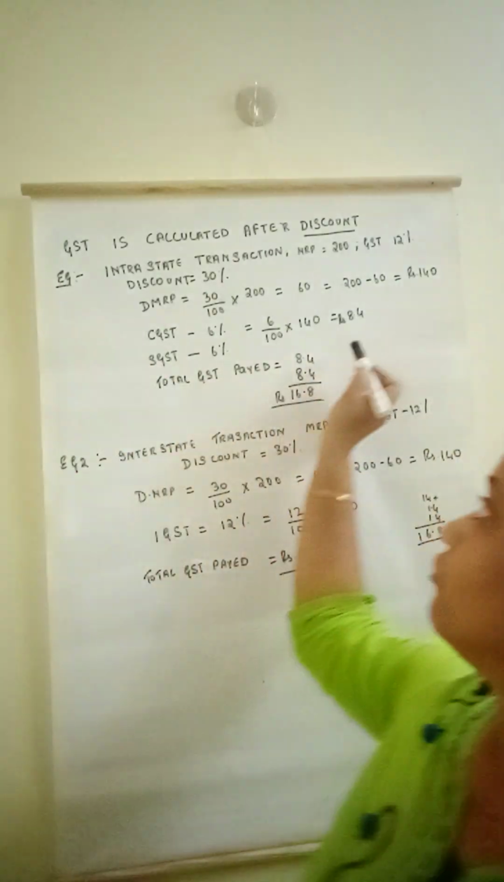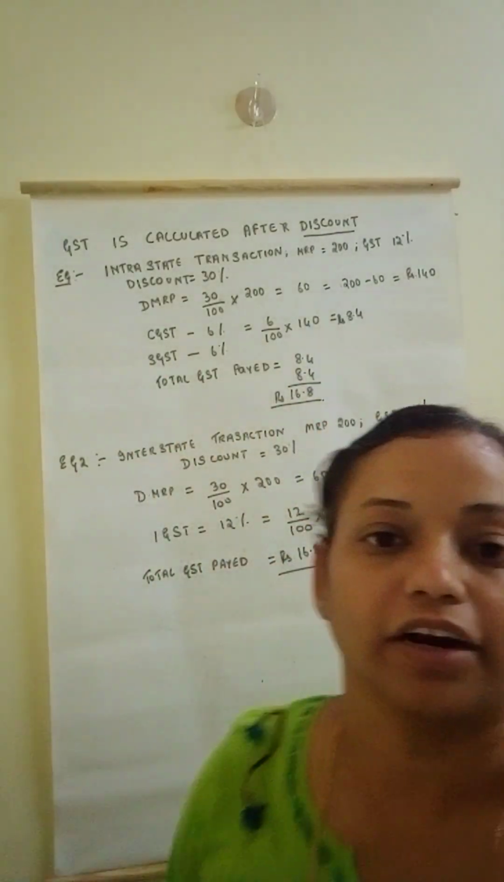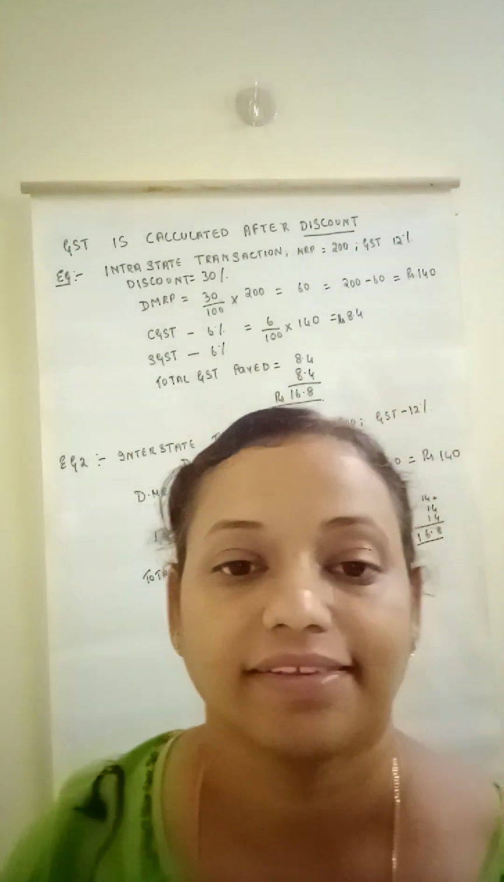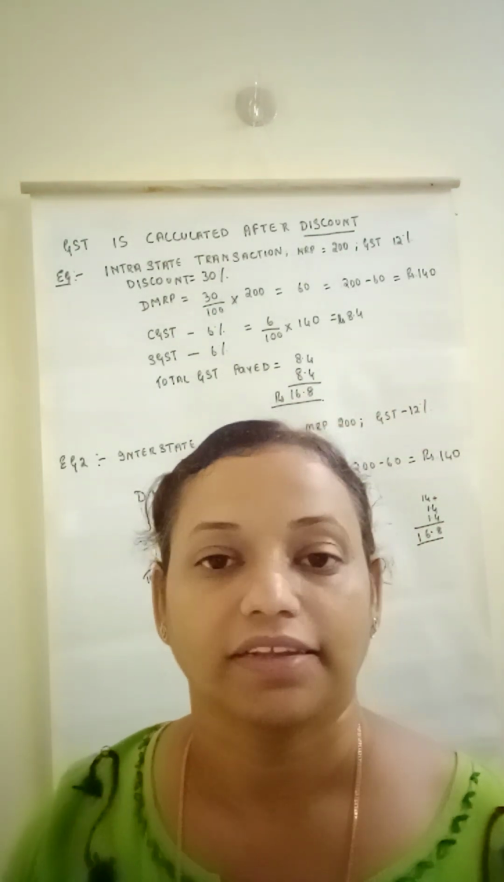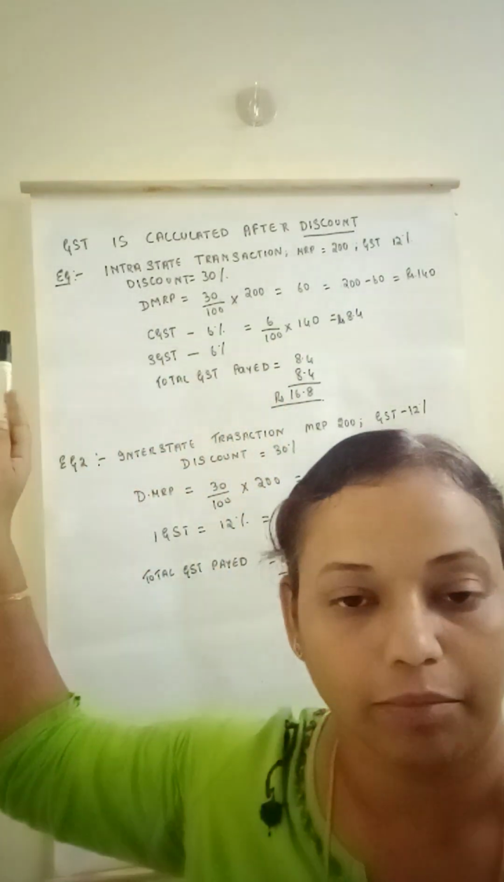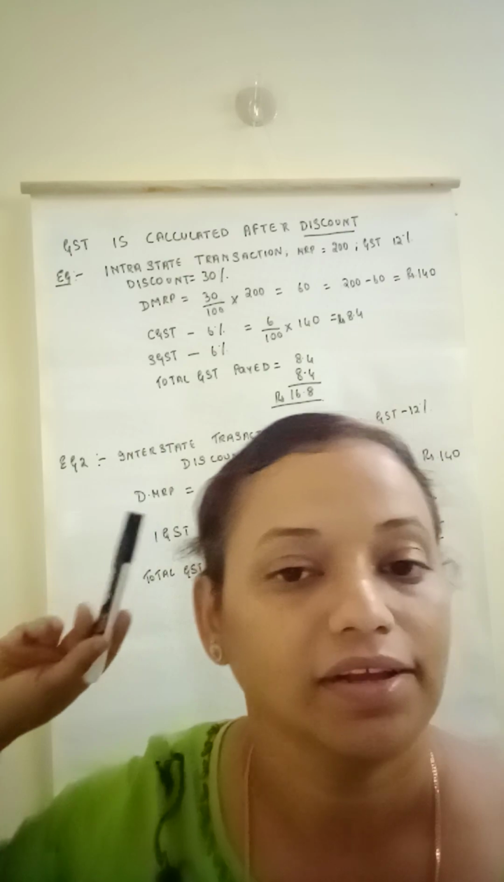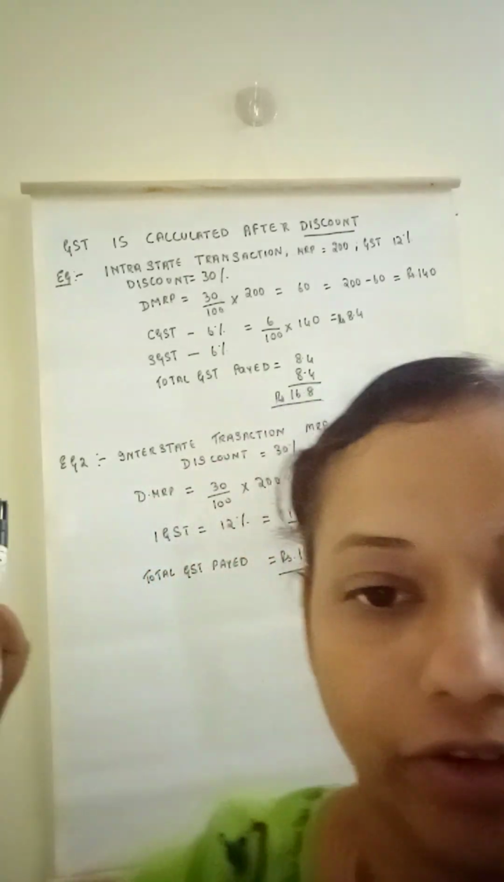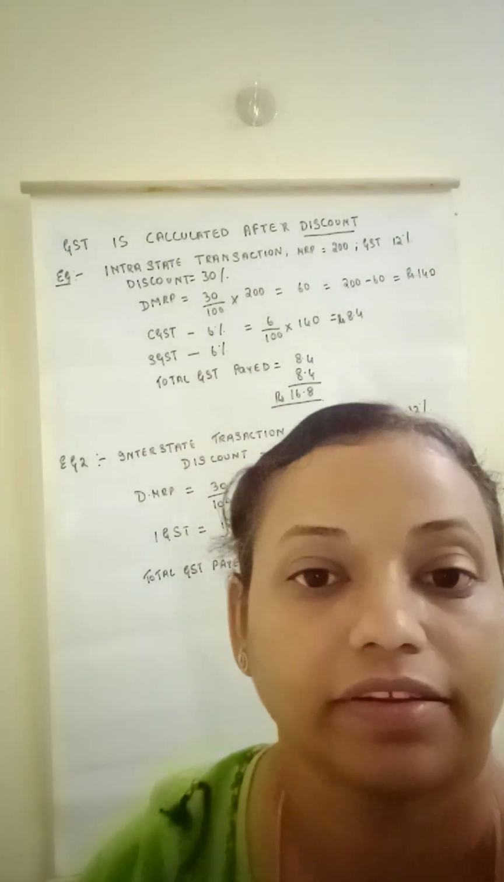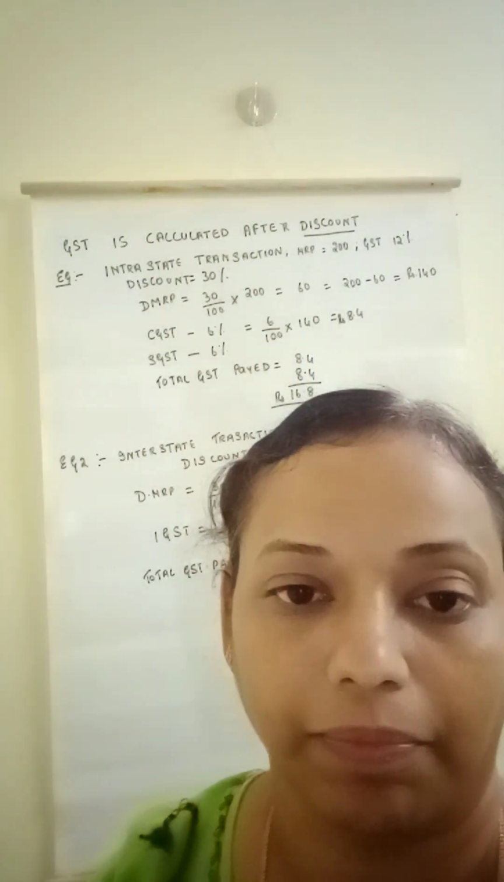So 8.4, he has to pay a total amount of 16.8 rupees as GST. 8.4 rupees goes to the central government, 8.4 rupees goes to the state government. I hope you're clear on this. So this is how GST is calculated if there is a discount that is applicable.